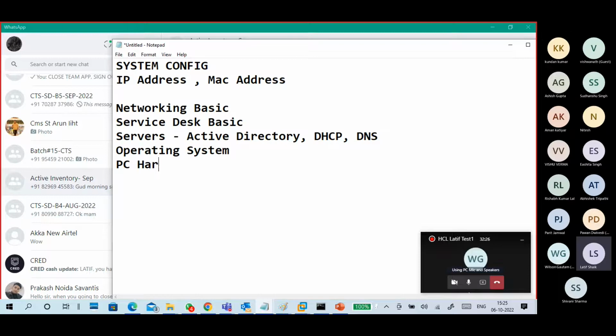PC hardware components, this we are going to learn. What are the components? If possible, I will try to show you the boot process and Outlook. If I get a chance to show you Outlook, I will try. I will plan Outlook for a Saturday morning session, like last week's Saturday morning session. I have a plan for that.